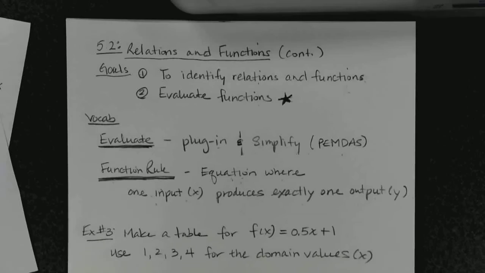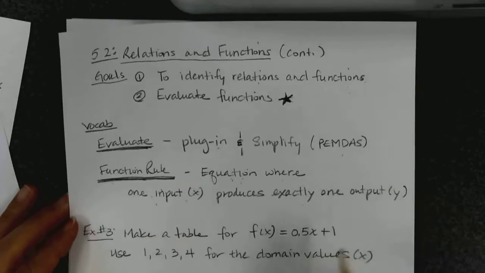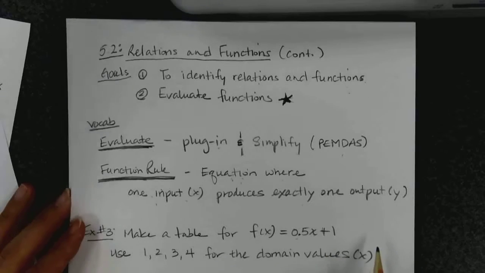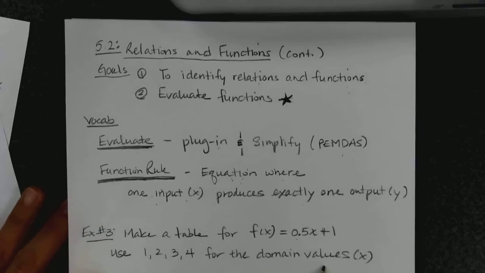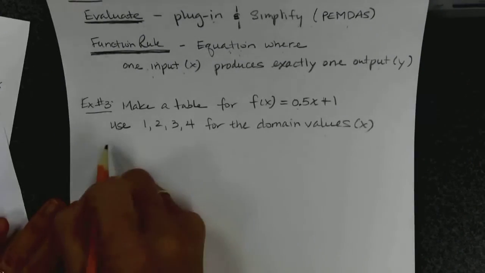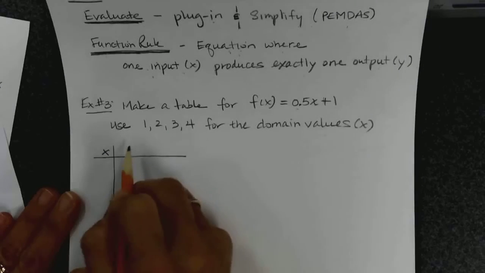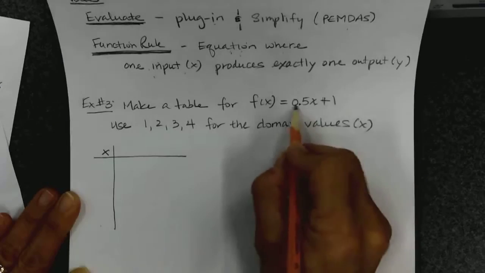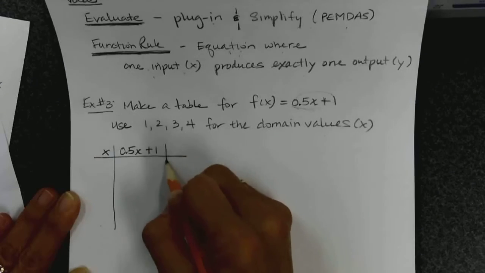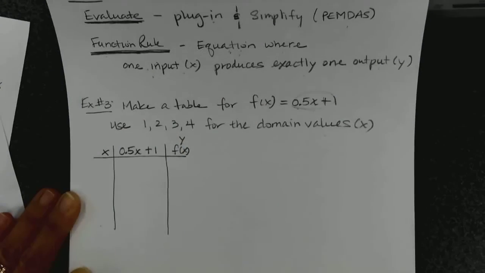In example number 3, it says to make a table for this function f of x, which is equal to 0.5 times x plus 1. We're going to use 1, 2, 3, 4 for our domain values, which is our x. To make a table, x, your domain, goes in here, and this part right here, which is 0.5x plus 1, should give us our f of x, which is our y value. If you want to replace it with a y, that's fine.